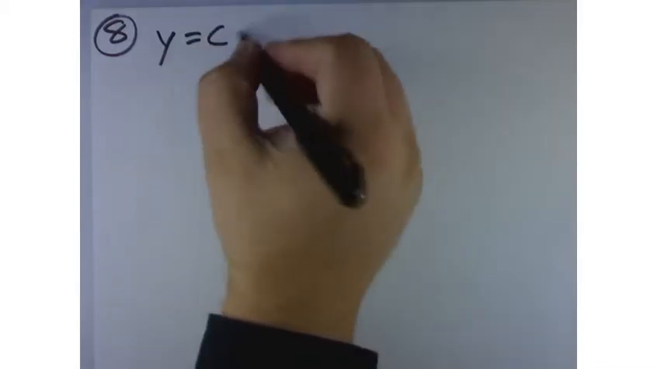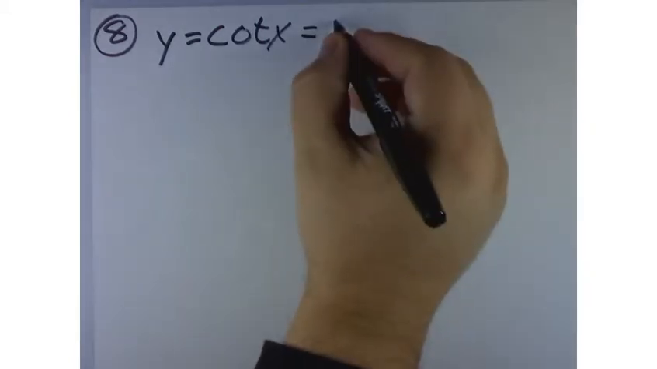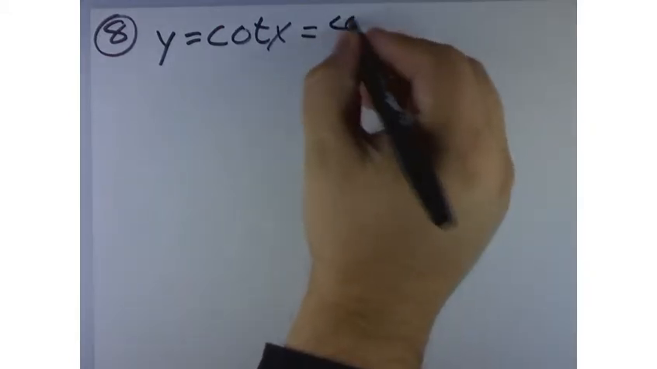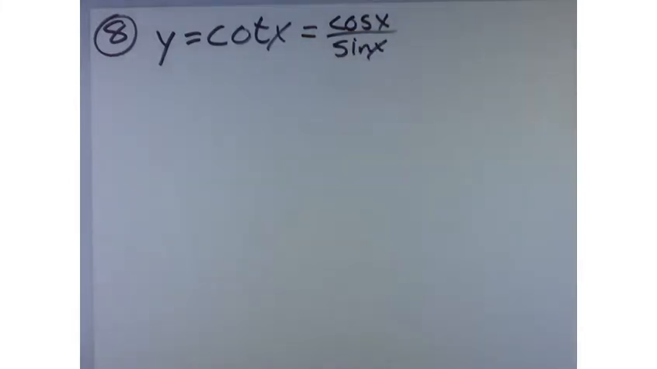...is y equals cotangent, and if you are a trig master, such as this young man in front of me, what is cotangent really? Cotangent is 1 over 2. Yeah, or cosine over sine. So the thing here is, we're going to have a domain restriction when the fraction in the denominator equals 0.